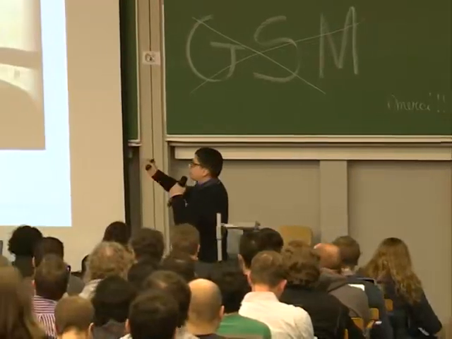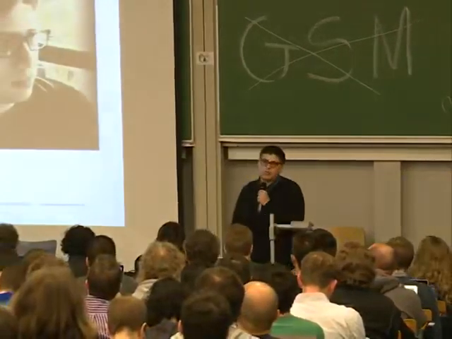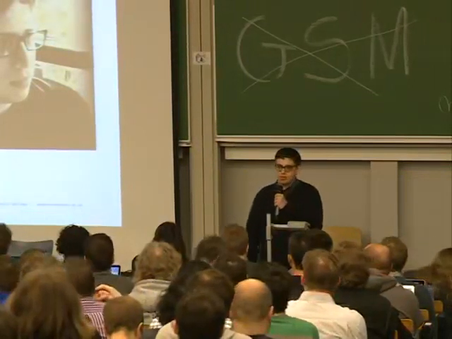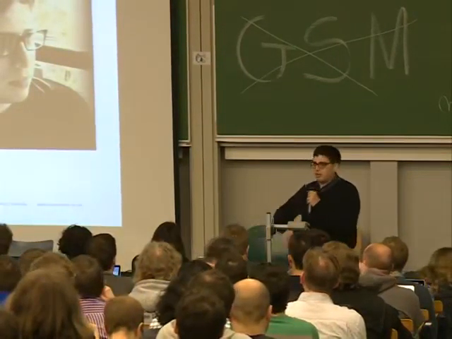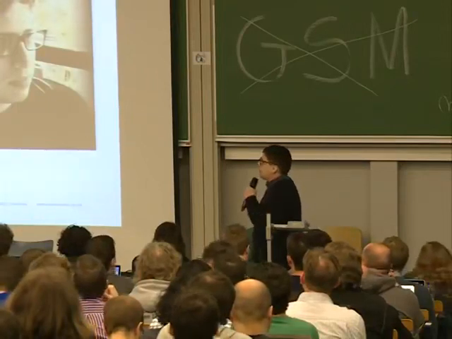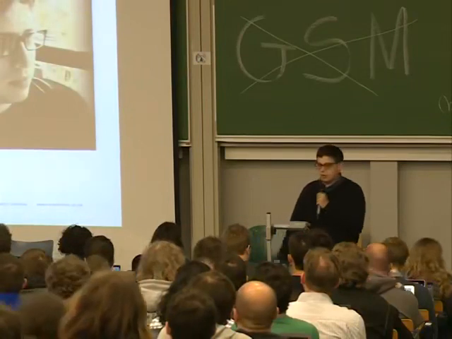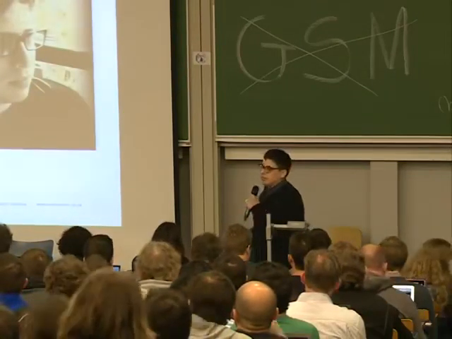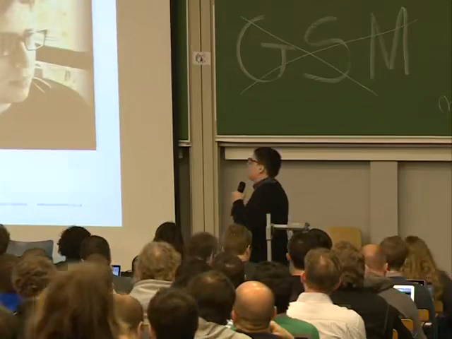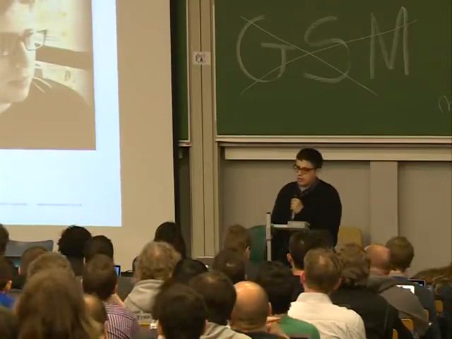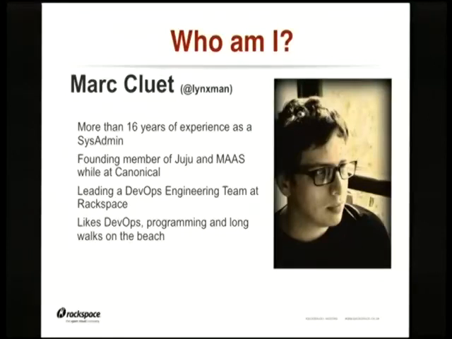So first, presentations, of course. My name is Mark Clouet. I've been a sysadmin for more than 16 years now, from racking modems to setting up networks to anything you mention, I've done it. I've been working at Canonical in the past, where I was one of the founding members of Juju and MAAS. I might apologize for some of that. I'm also right now a leading DevOps engineer at Rackspace, trying to get Rackspace into the DevOps world. And I said, I like DevOps, I like programming in my free time, and I like walks on the beach.